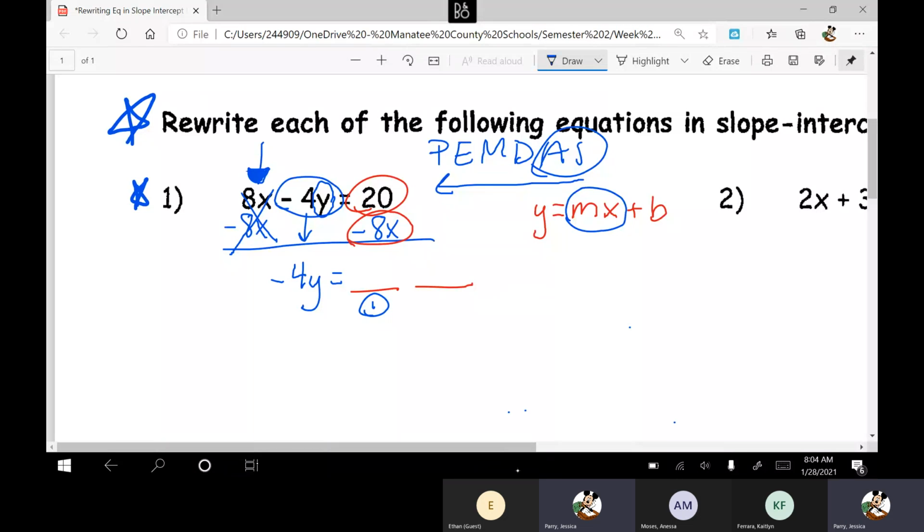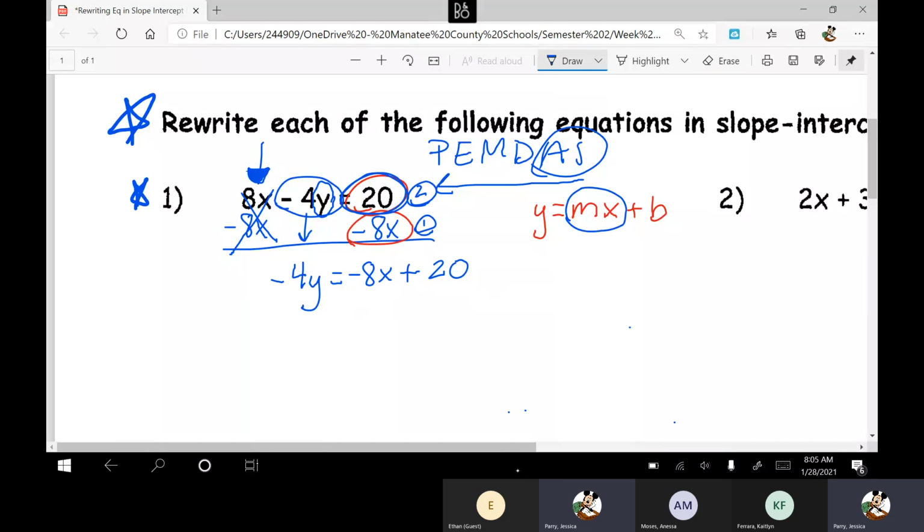Awesome, good job, guys. We're first going to put our -8x. That means our 20 is going to go next. Notice how we have no sign in front of that 20. Ask yourself, is that 20 positive? Well, look up here again. If there's nothing in front of it, we know it's positive. So I'm going to put a plus sign in between because we know it's positive. Now it says -4y equals -8x plus 20.